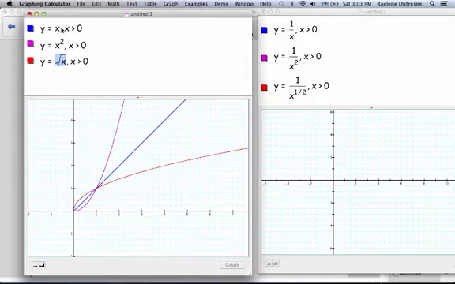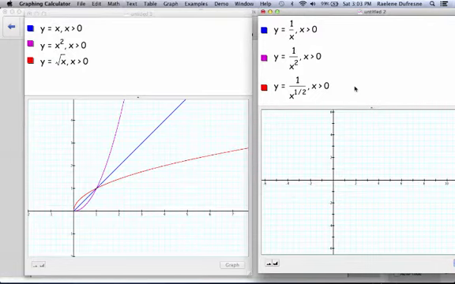Y equals x is always the boundary between exponents that are greater than 1 and less than 1. So the reciprocal graphs will have the reverse behavior. And on the reciprocal graphs, the lowest will be the red, the middle will be the blue, and the highest will be the purple.